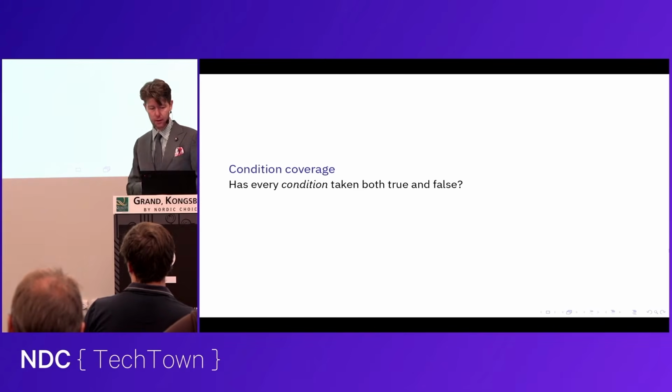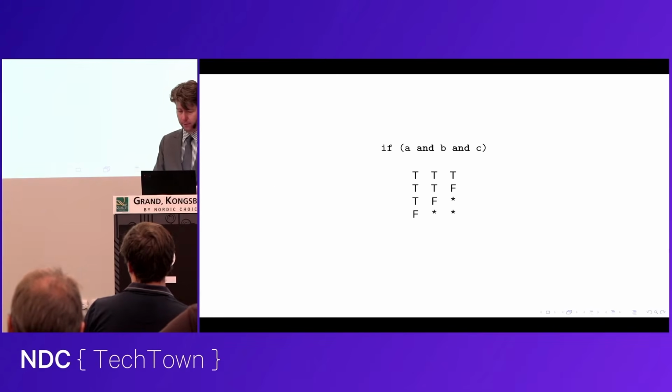Yeah, so condition coverage, every condition has taken on both true and false. So in this case, in order to test that, you need to run it with true, true, true in order for the C to become true. You need to run it with true, true, false to show that the C can be false. You need true and false to see that the B has been false, but it's already been shown to be true. And finally, just false, which short circuits the rest.